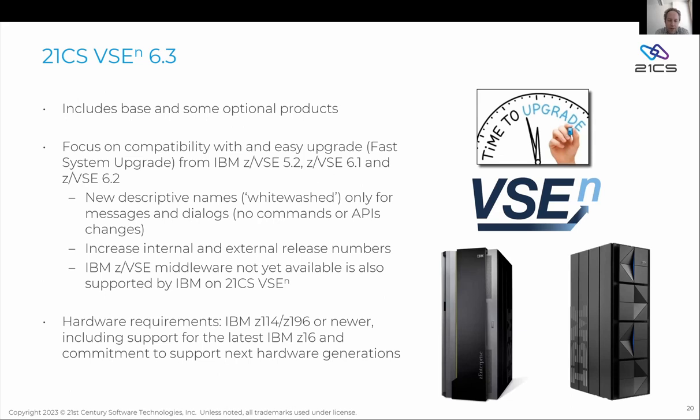So now that you have all this information and you might consider it time to upgrade, what are the things that have changed? What do I need to plan for? It's very important to know that the structure of the operating system has stayed the same, in that there is a base tape image and optional products for the different optional products that you license. The requirements around hardware are the same as with IBM CVSE 6.2, minimum z114 or z196. We support, of course, the z16 and are committed to supporting new hardware generations.